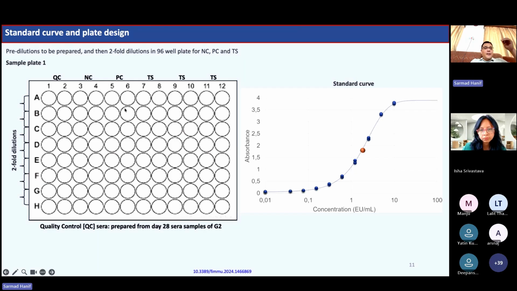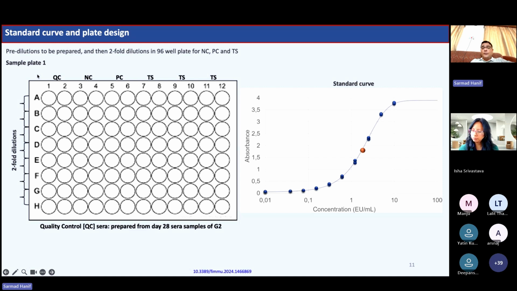Pre-dilutions to be prepared. Three dilutions you prepare, either 1:400, 1:800, 1:1000. That is outside this 96 well plate. When you do the pre-dilutions, then you do two-fold serial dilutions. I should have written serial dilutions, my apologies for that, because it is two-fold serial dilutions in 96 well plate for negative control, positive control, and test samples. Now, this is a sample plate.